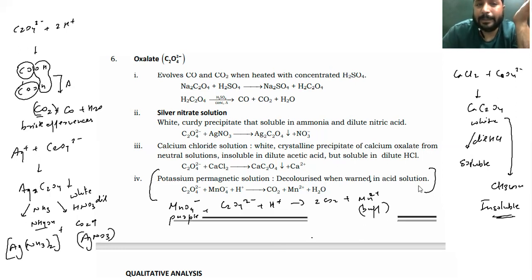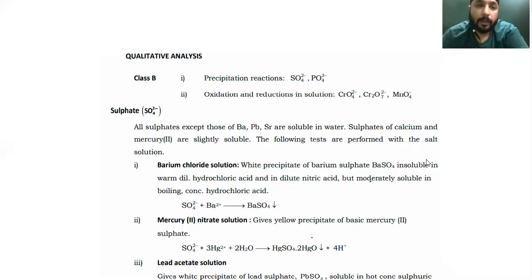Now we'll be doing the test of class B radicals, which involve a redox reaction or a precipitation reaction. The sulfate, borate, permanganate, and chromate are there. Now we have to do a test for class B anion radical or acid radical. The two acid radicals here are sulfate and phosphate, and the other ones require a redox reaction to find them out. That is chromate, dichromate, permanganate.